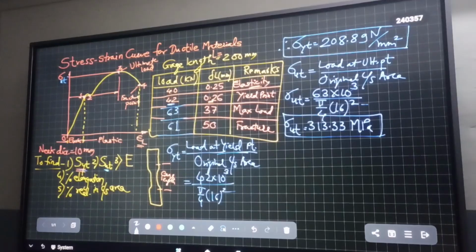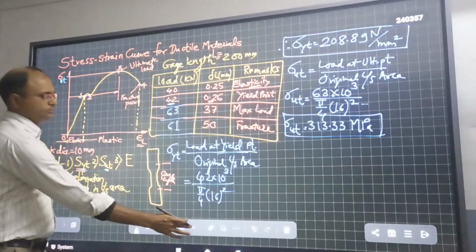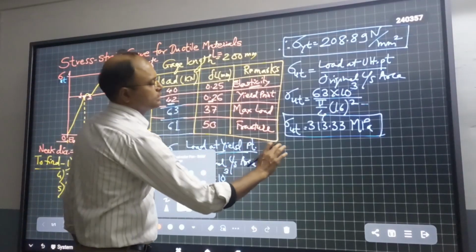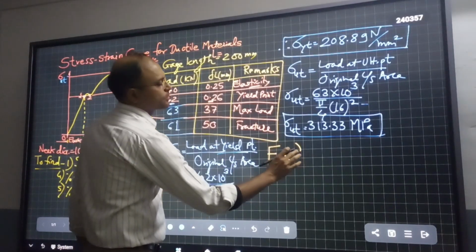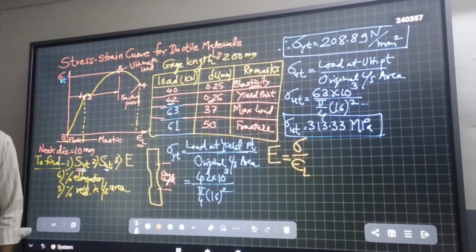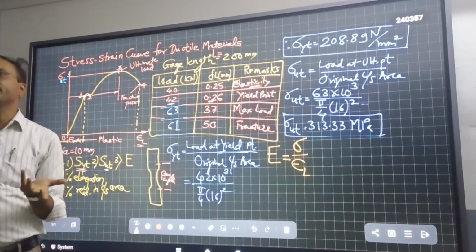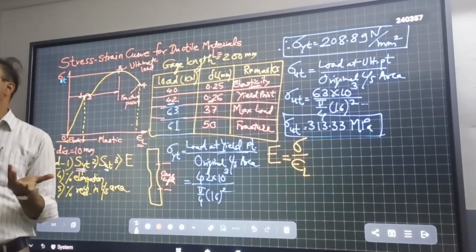Third is Young's modulus. How will you calculate Young's modulus? Young's modulus E is equal to stress upon strain. But which stress and which strain? That is important because we have got so many load values, so many elongation values. Which of these do we have to use? Yes, can someone tell?